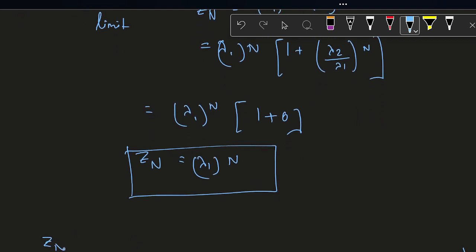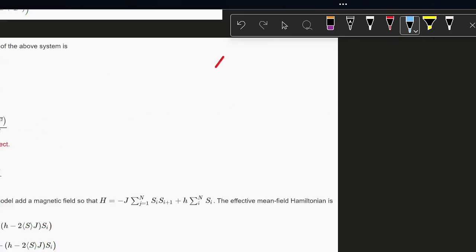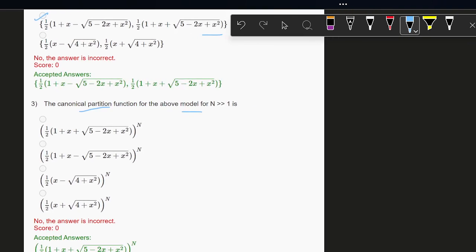You just have to plug in the value of lambda 1, that is half into 1 plus x plus root over 5 minus 2x plus x squared, to the power of n. So this is your answer. This is, I think, your option number A. It does match. So you see that this is the answer we have obtained. This is your partition function under the limit n much greater than 1, and this matches with the given answer.